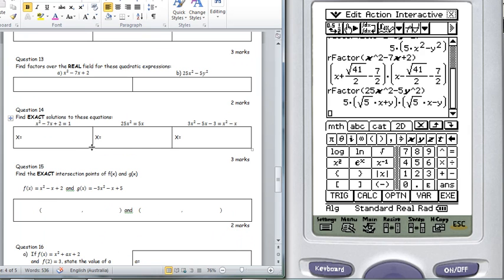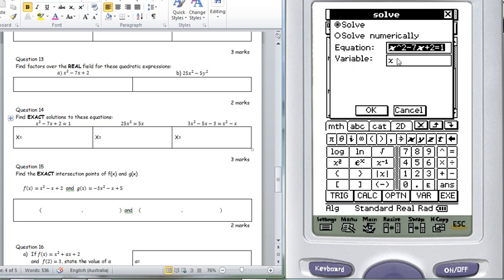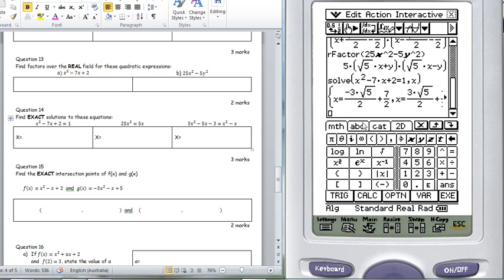Question 14, find the exact solutions. So I've got x squared minus 7x equals 1, and I'm going to find the exact solution, so I'll select, interactive, advanced, solve for x, and the two answers are x equals 7 on 2 minus 3 root 5 on 2, and 7 on 2 plus 3 root 5 on 2, and I'd write those there.